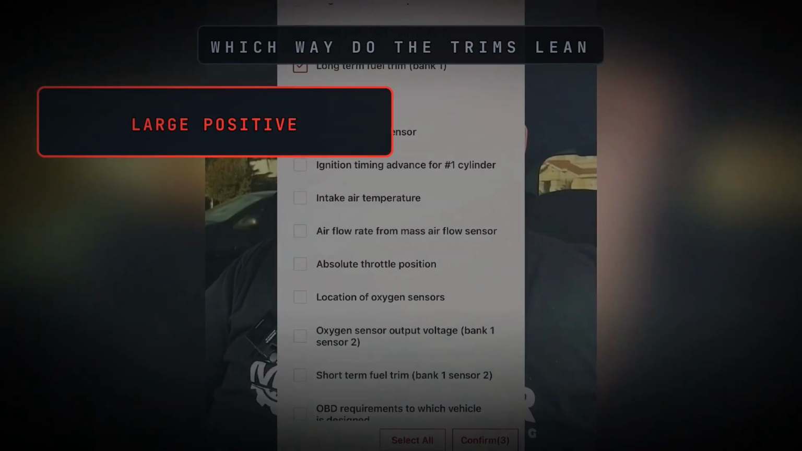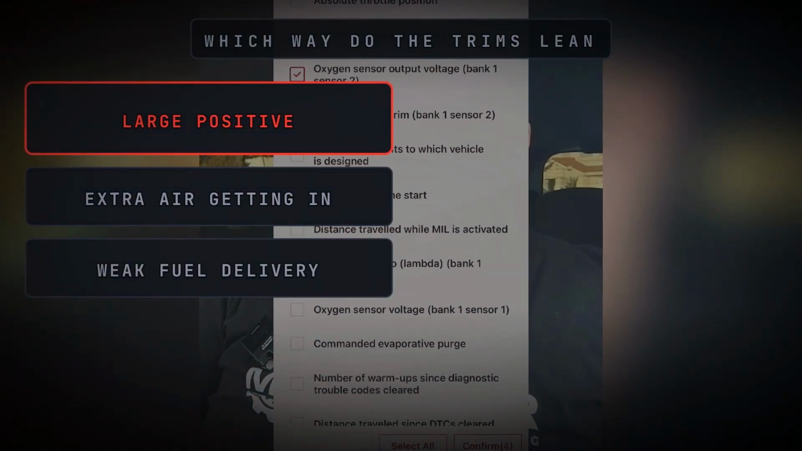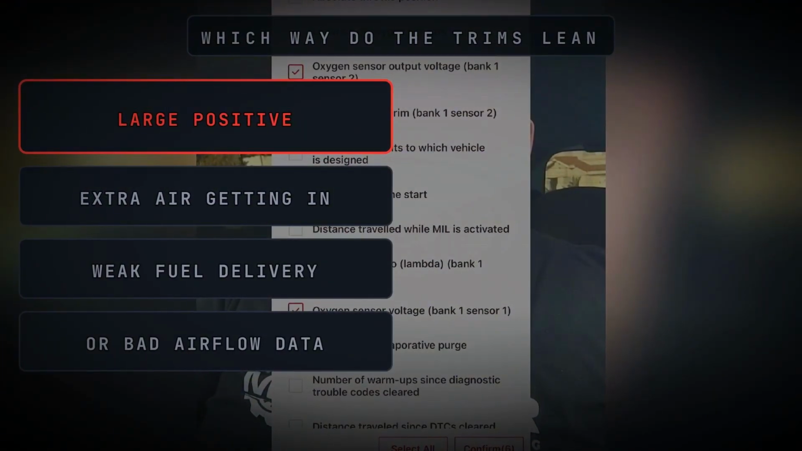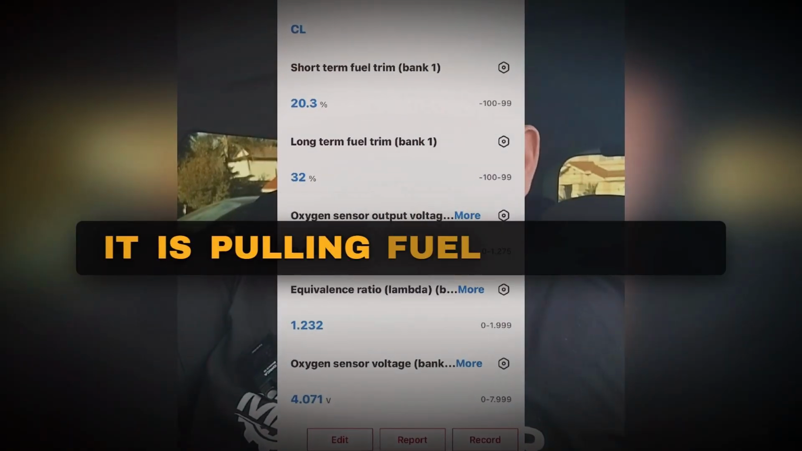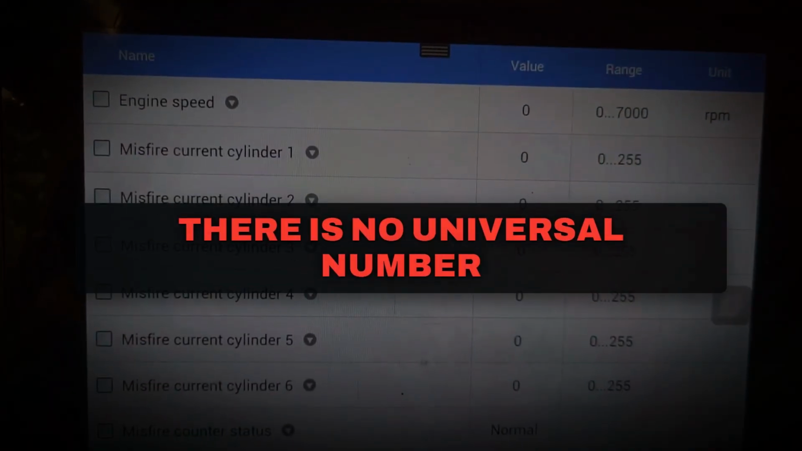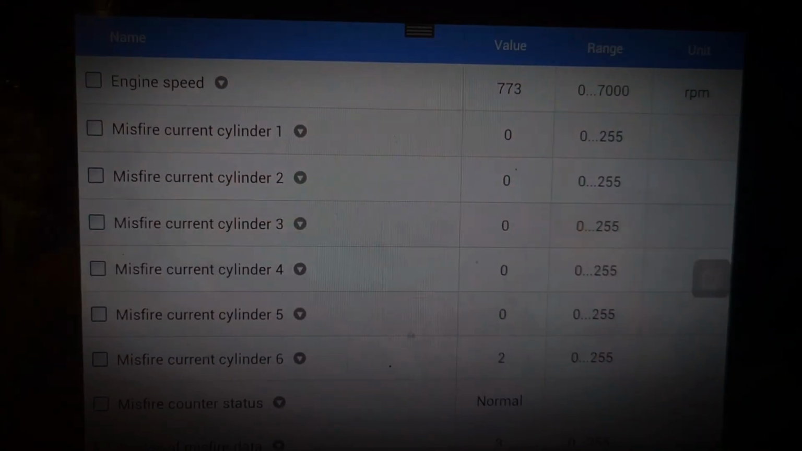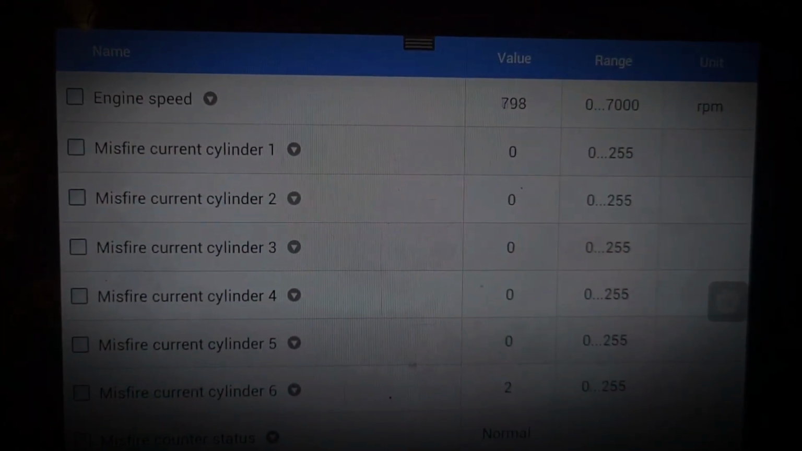Large positive fuel trims may point toward extra air entering the engine, weak fuel delivery, or inaccurate airflow information. Large negative fuel trims may indicate that the computer is removing fuel from a mixture it sees as too rich. The exact acceptable range varies by vehicle and operating condition. The important question is whether the engine is controlling the mixture correctly when the catalyst monitor runs.